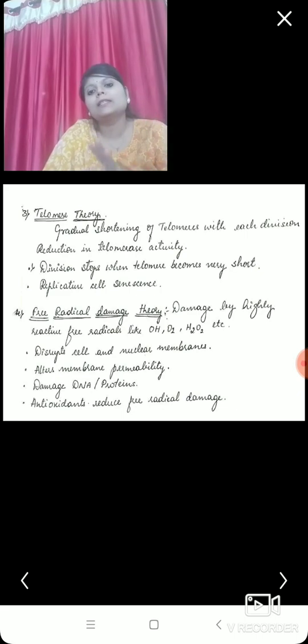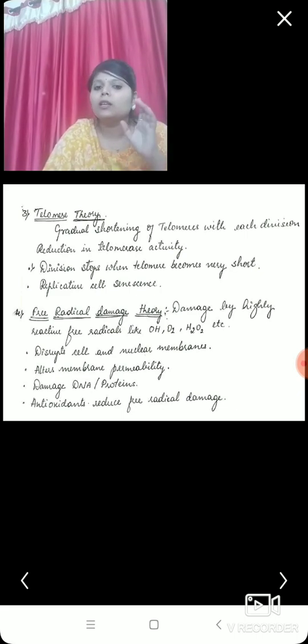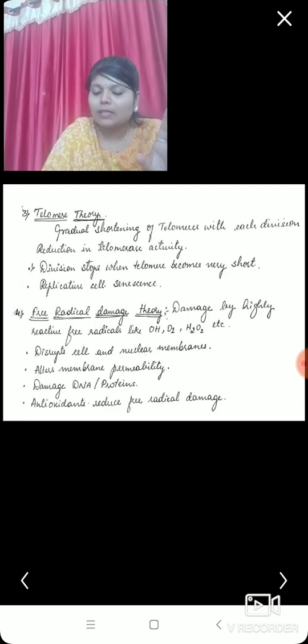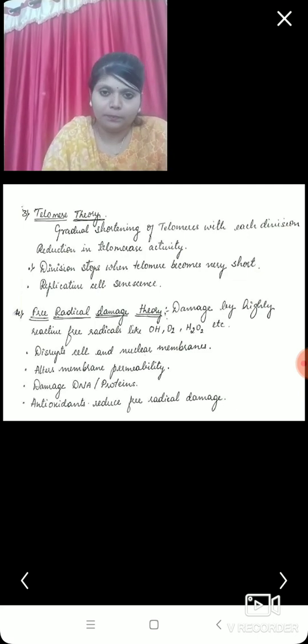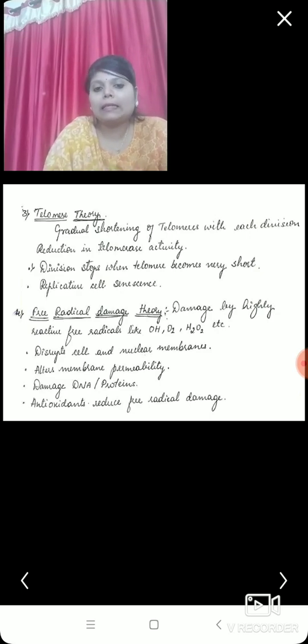Okay, thereby resulting in the decline of the cell divisions. Once the cell division is stopped, then the replicative cell senescence is going to occur. Okay, so free radical damage theory.